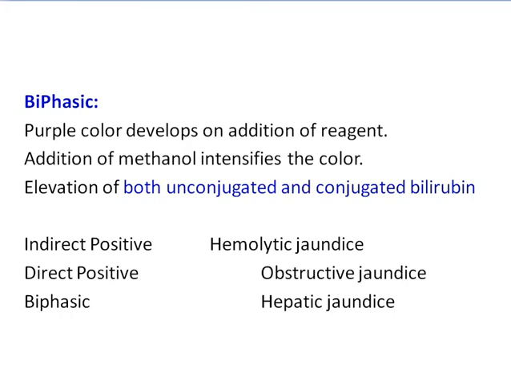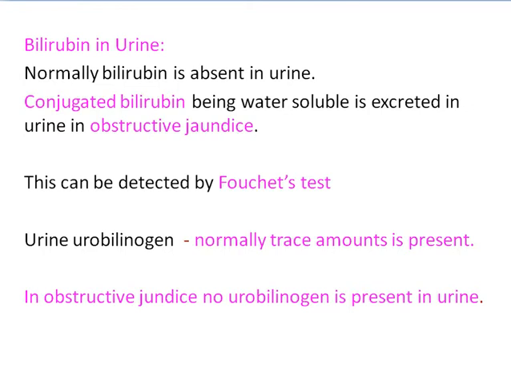Biphasic: purple color develops on addition of the reagent, and additional methanol intensifies the color, indicating elevation of both conjugated and unconjugated bilirubin. Indirect positive is seen in hemolytic jaundice, and direct positive means obstructive jaundice. Biphasic means hepatic jaundice.